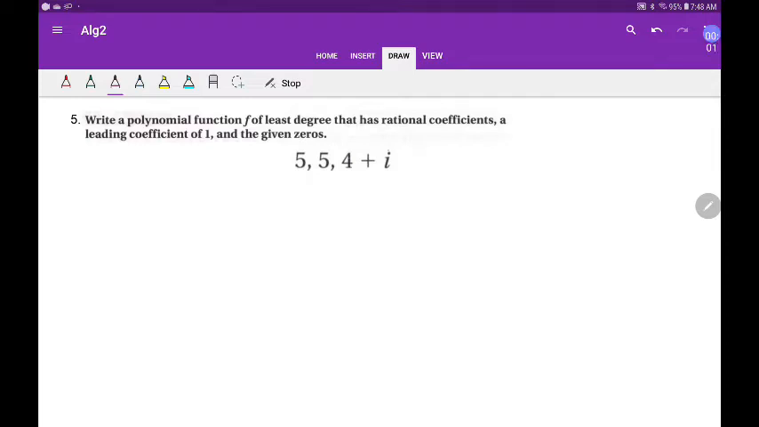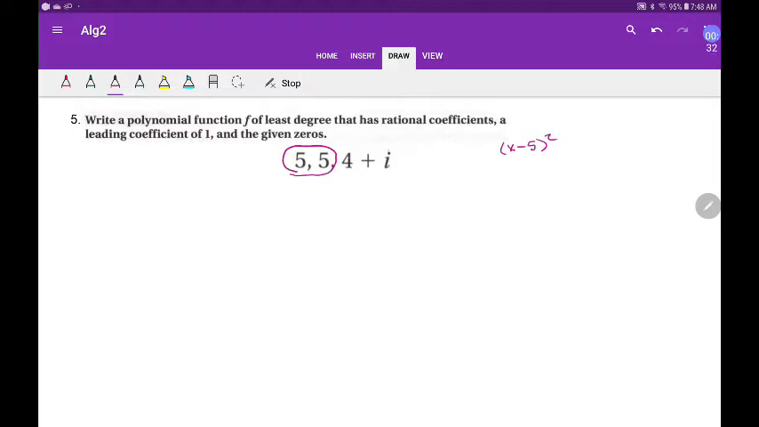We're going to write a polynomial f of least degree, we're not going to overdo it, that has rational coefficients. We wouldn't know where to begin with irrational because we can't lock them down. And leading coefficient of 1 and the given zeros. Well, looks like a kiss right here. 5 happens twice, so that must be x minus 5 squared. But we'll take them. That won't be hard to write, will it?